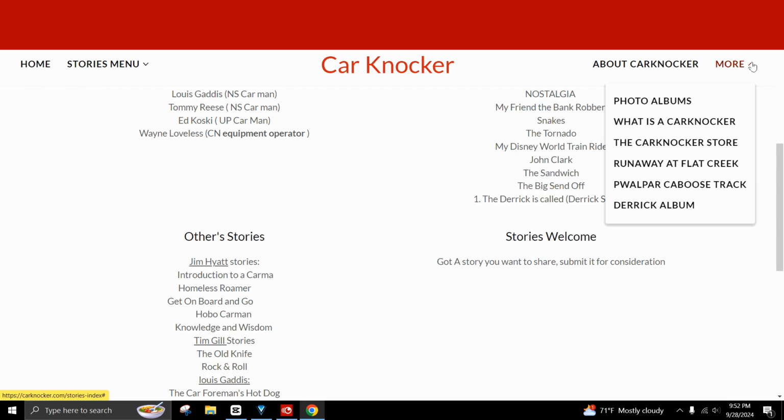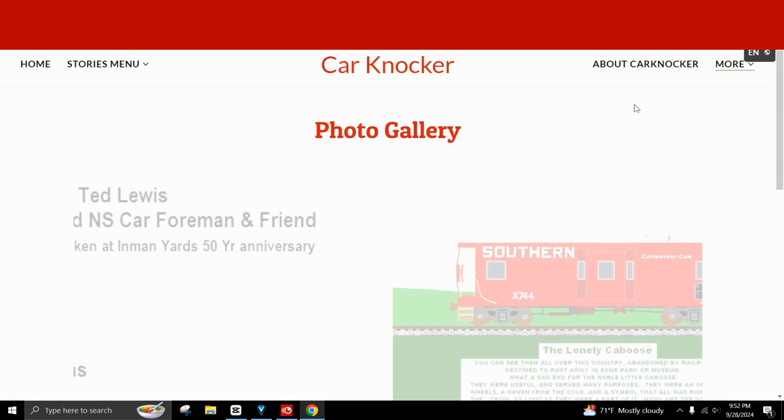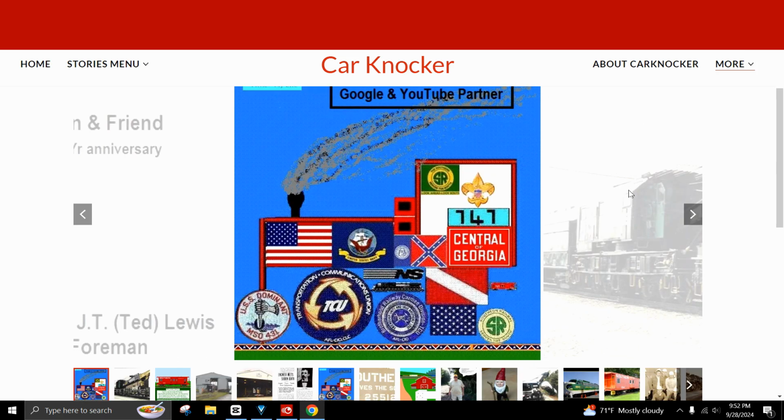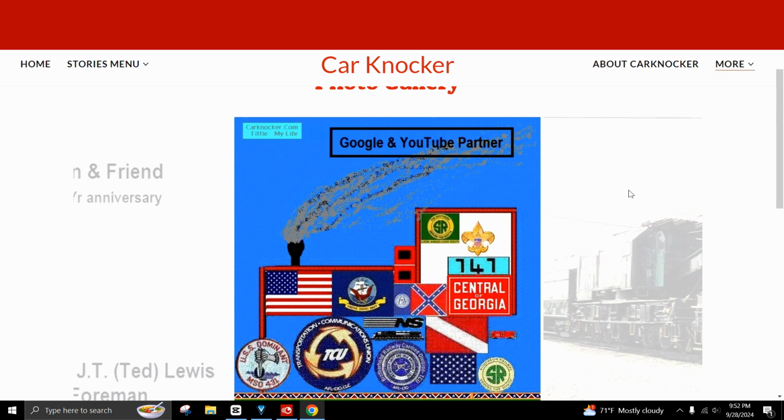Here we go. Under more, photo albums. That little picture there has a lot of meaning to me. Maybe I could take a minute and explain it. Title, My Life. This was a picture I drawed in Microsoft Paint, just tinkering around. It's a bunch of tags and labels put together in the shape of an engine.